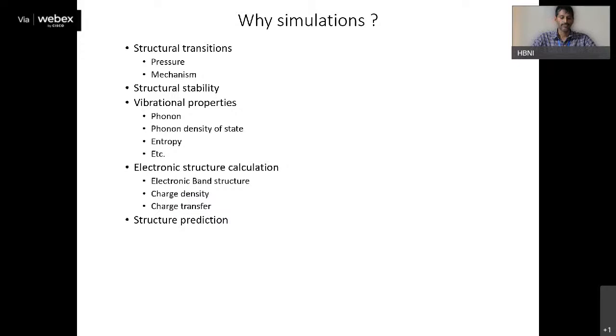Okay, so as we discussed, we can do several simulations to define the structural transition pressure and structural stability. Of course, one can do these calculations for vibrational properties. And in this lecture, we will be studying how we can do electronic structure calculations, and how this calculation helps in the case of doing a measurement at high pressure. And maybe in the last, I will say a few words about structure prediction.